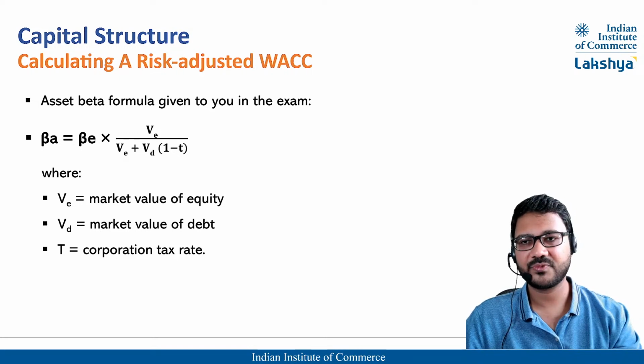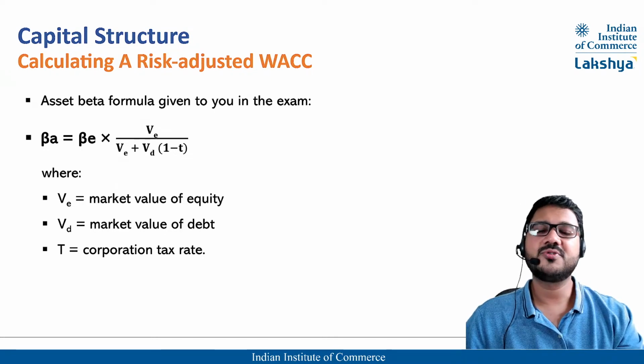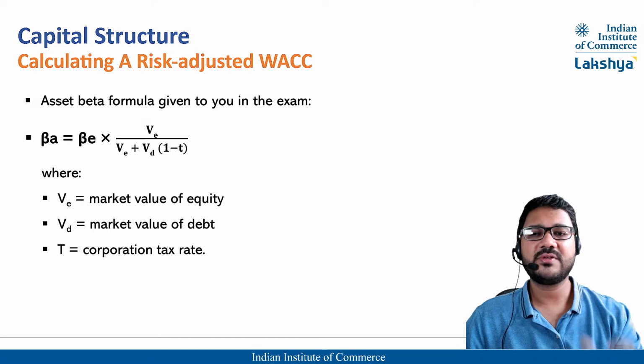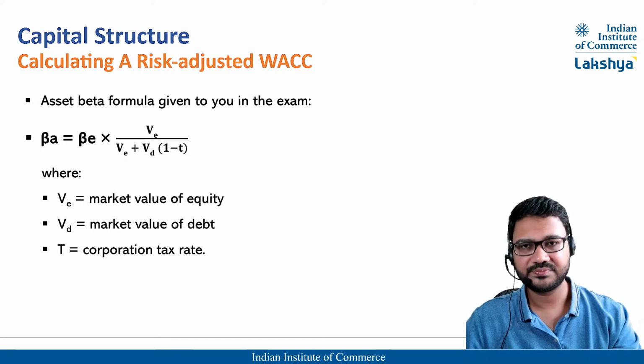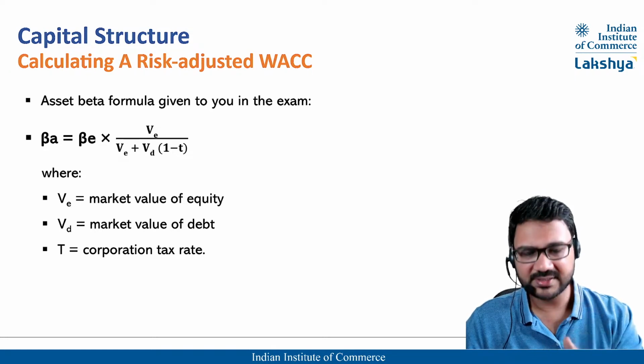The formula is the same. Okay, so the asset beta formula given to you in the exam is beta asset is equal to beta equity into value of equity divided by value of equity plus value of debt into 1 minus t. So just remember this formula. Okay, it is very simple.